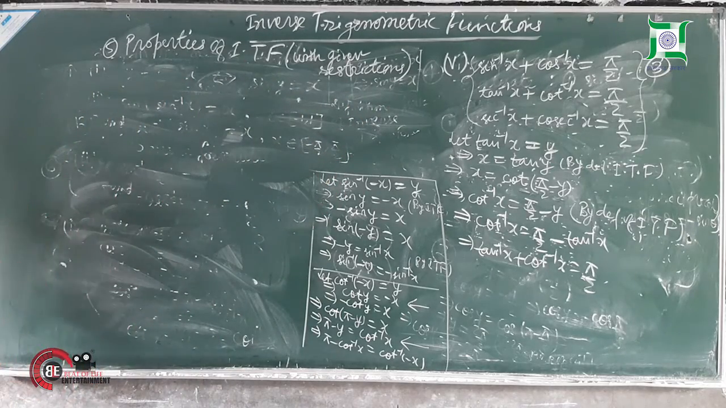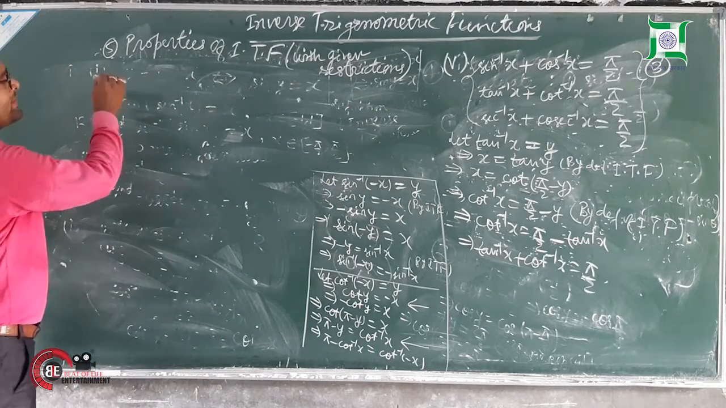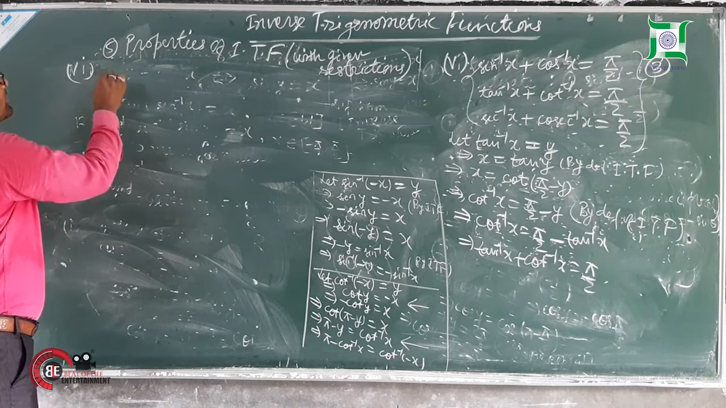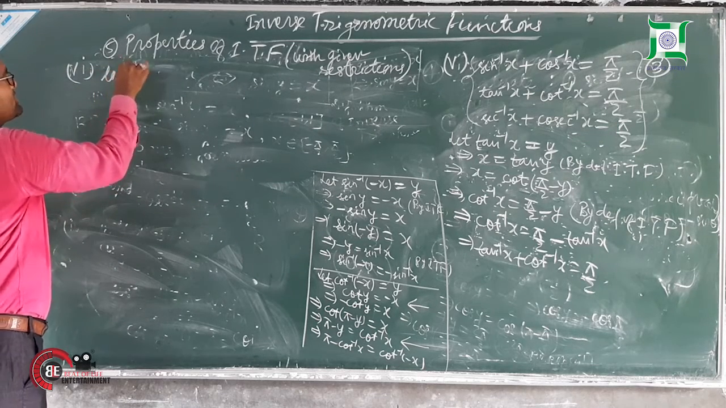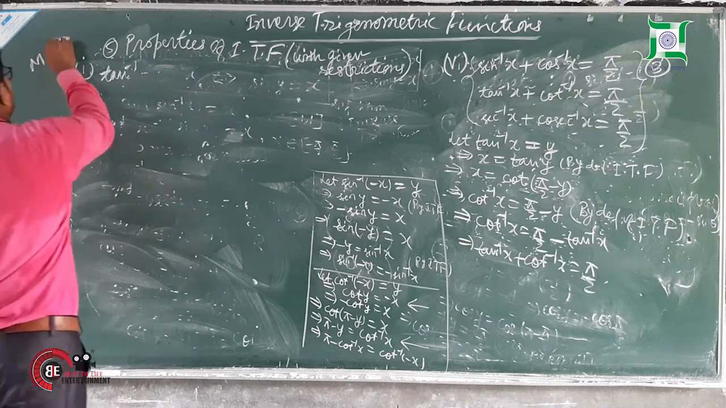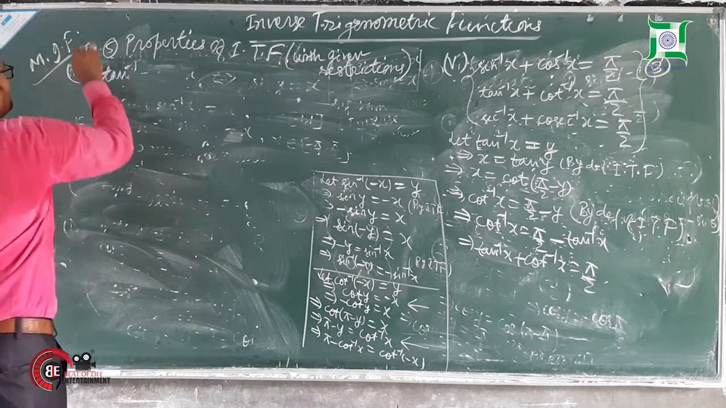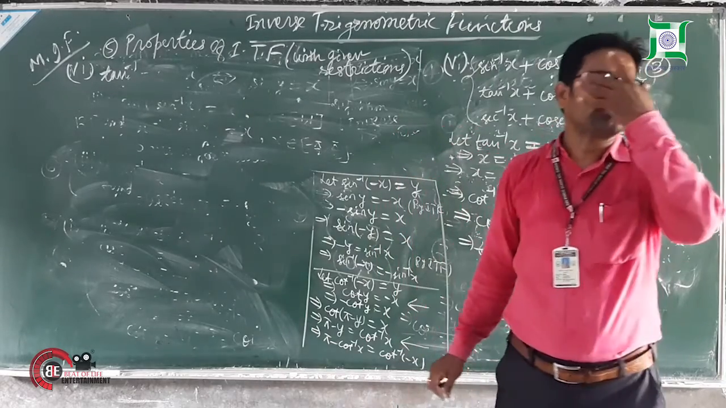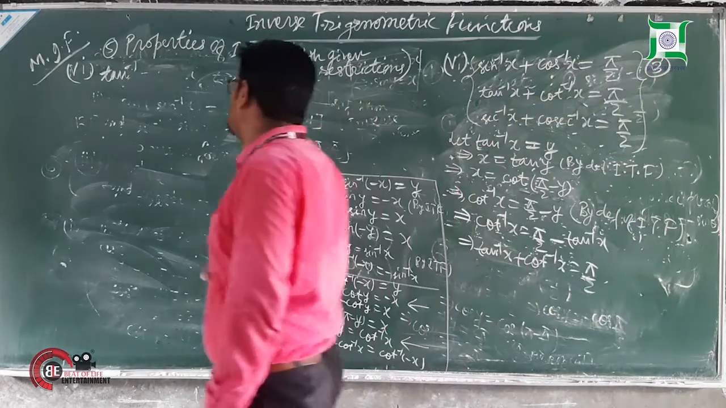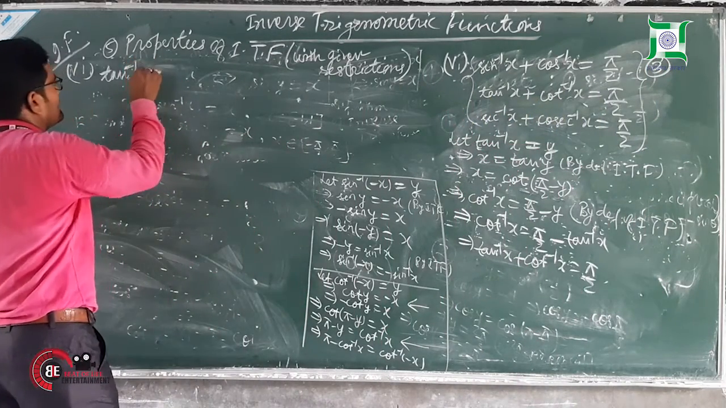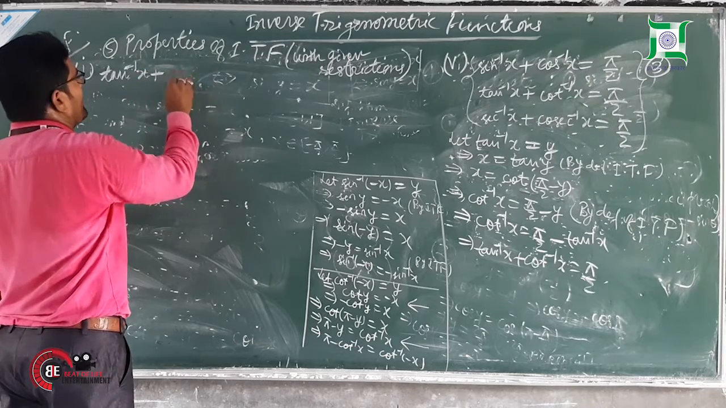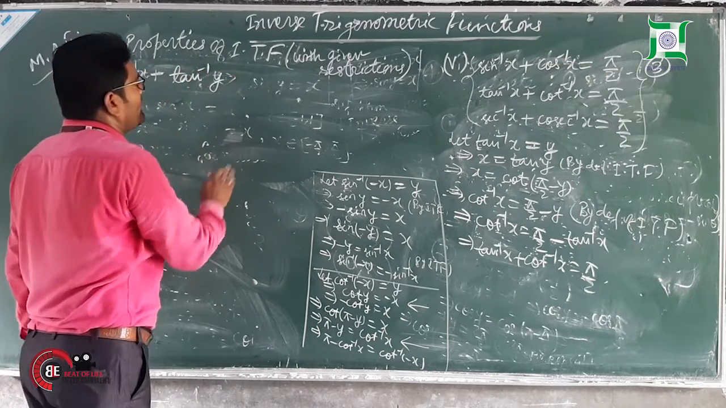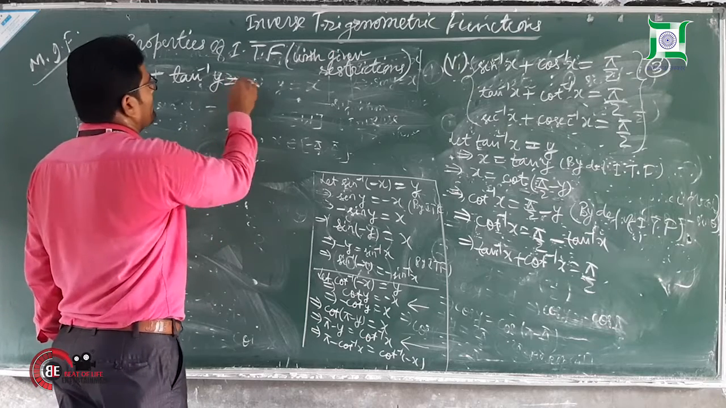Now see, the sixth category of the formula is tan inverse x. It is one of the most important formulae, because maximum questions can be solved with this formula only. Tan inverse x plus tan inverse y. What will be its result?